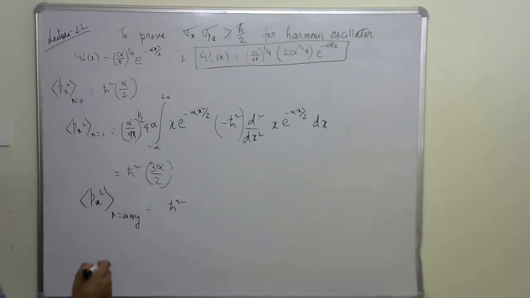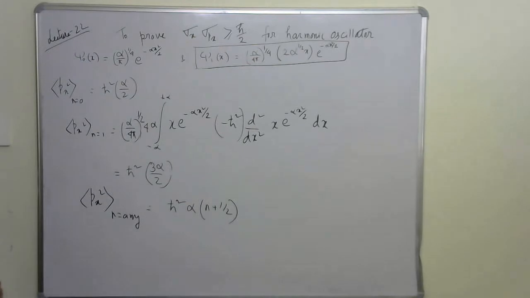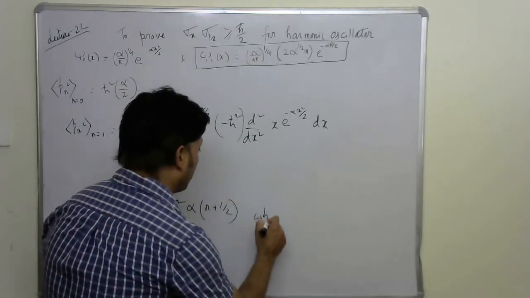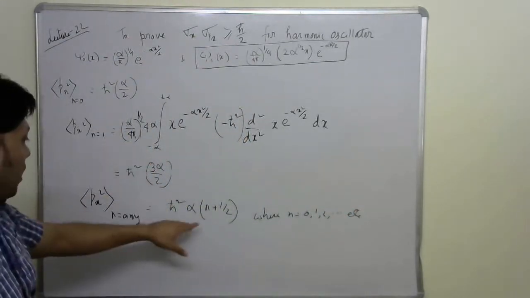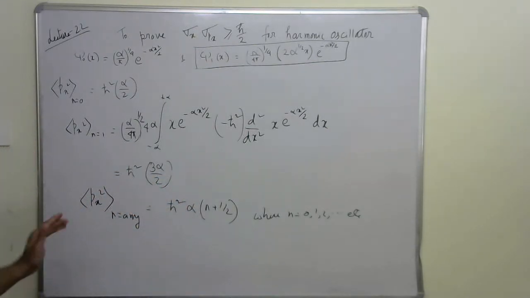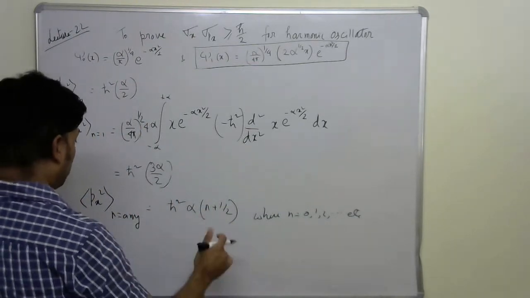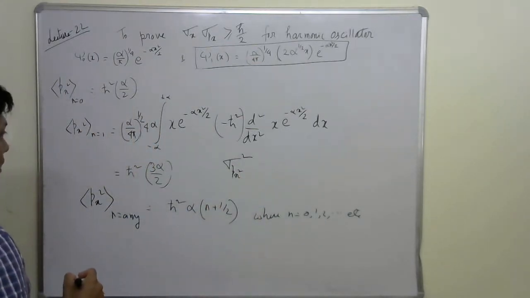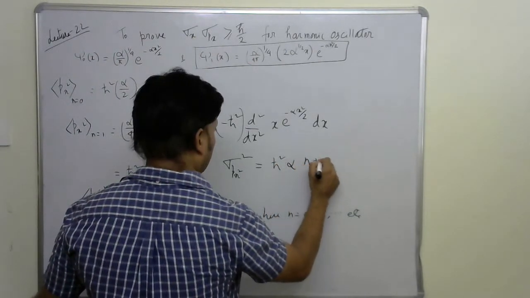ħ² α (n + 1/2). Isn't it so? So for n equal to 0, 1, 2, etc.: for n equal to 0, we have ħ² α/2. For n equal to 1, we have ħ² multiplied by 3α/2. So we have found this px² average, and therefore we can write that the sum of px² is equal to ħ² α (n + 1/2).